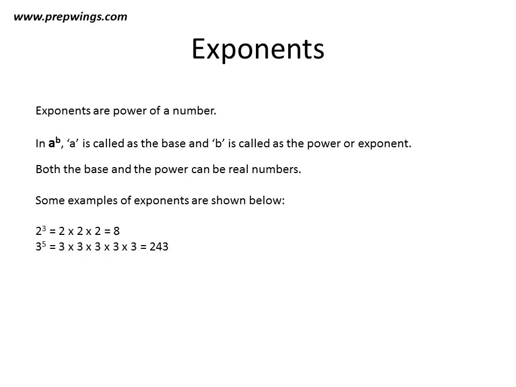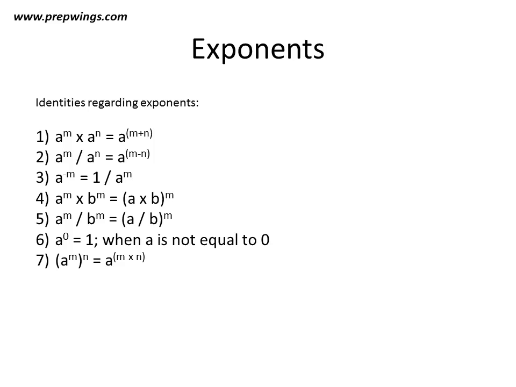2 raised to 3 is nothing but 2 into 2 into 2, which is equal to 8. Similarly, 3 raised to 5 is 3 into 3 into 3 into 3 into 3, which is 243. Now we look at a few identities. A raised to m into a raised to n is equal to a raised to power m plus n. So when I'm multiplying two numbers with the same base and different powers, the powers add up and the base remains the same.